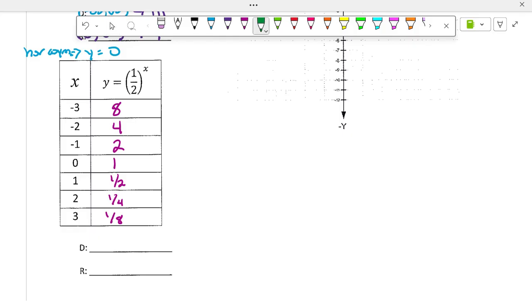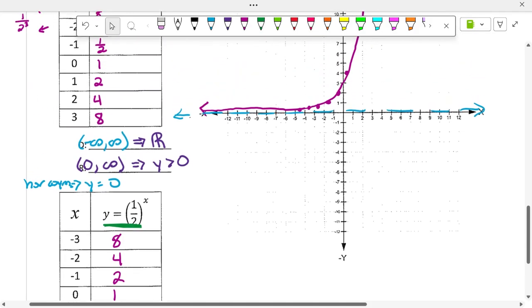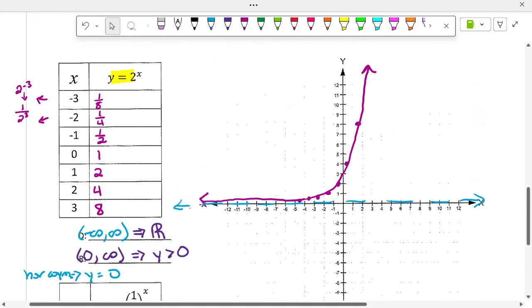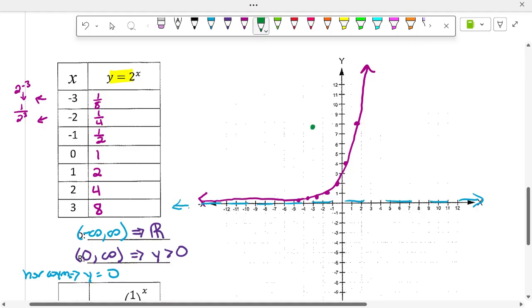Now, I'm going to take these points and graph them on the same graph. So I have negative 3, 8, negative 2, 4, negative 1, 2.